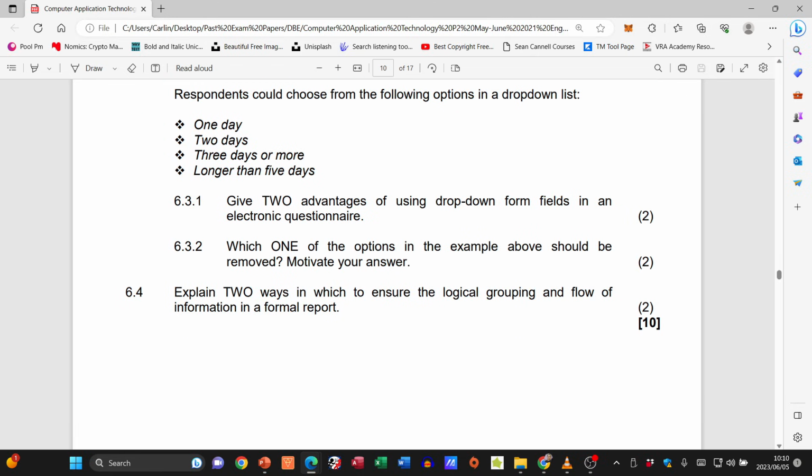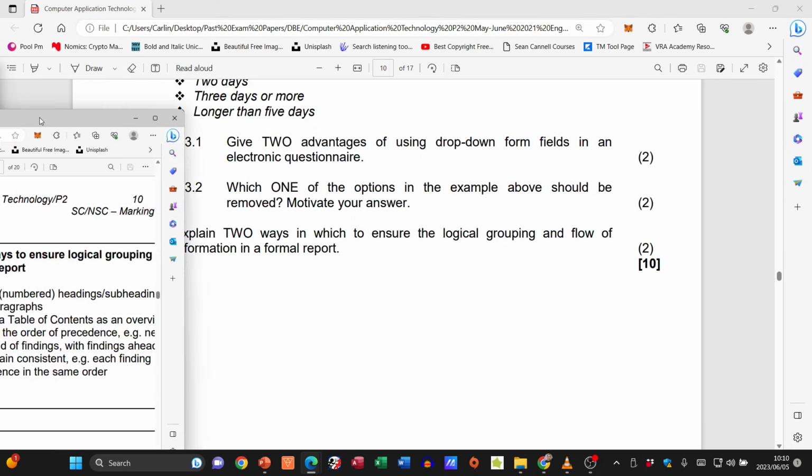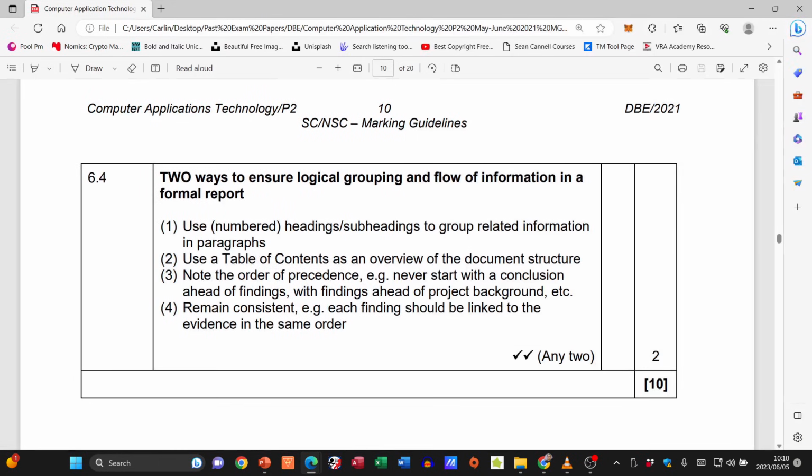And then the last one for question 6. Explain 2 ways in which to ensure the logical grouping and flow of information in a formal report. And here we go. Have a look at these answers. 2 ways to ensure the logical grouping and flow of information in a report. Use headings, subheadings, group-related information. Does it sound familiar? Yes. Use a table of contents. Note the order of precedence. In other words, never start with a conclusion ahead of the findings. You want to keep the order.